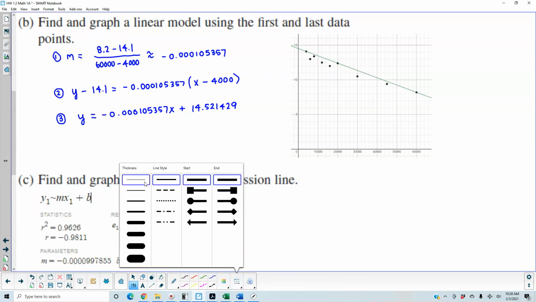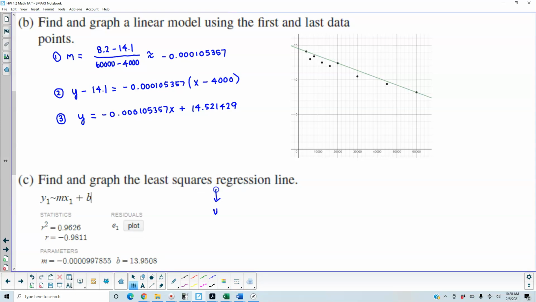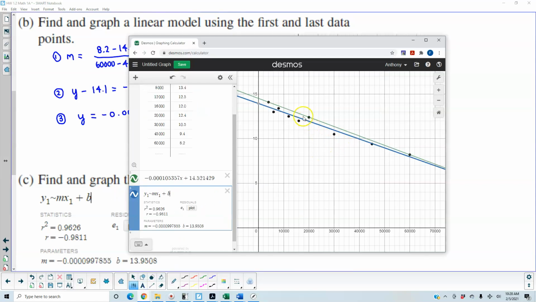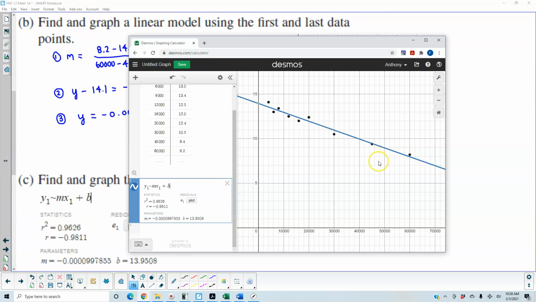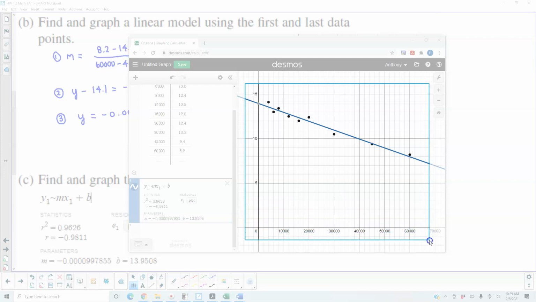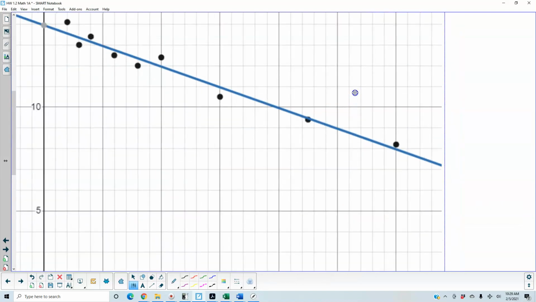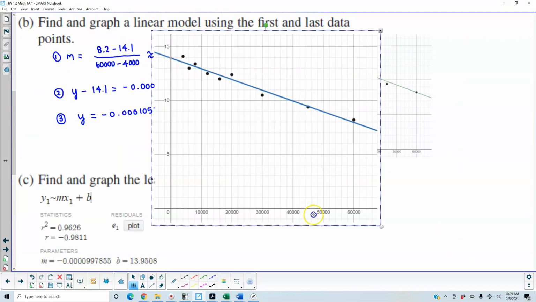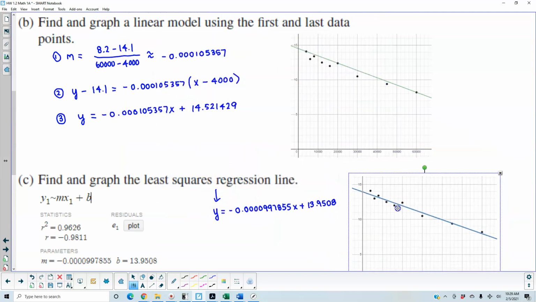So we can say that the least squares regression line is y equals negative 0.0000997855x plus 13.9508. Okay, and then when we graph that, we saw what the graph looked like. If we eliminate the first line here, then we can see what this looks like. And so this goes right through the middle of the data, which is why it's called the regression line. So there is our graph with the regression line.